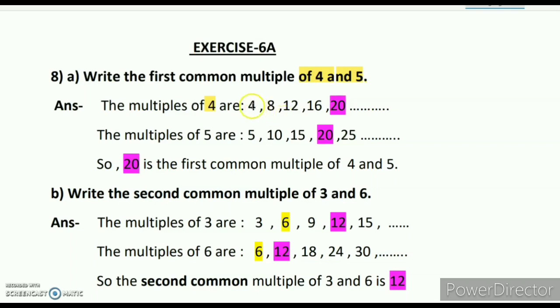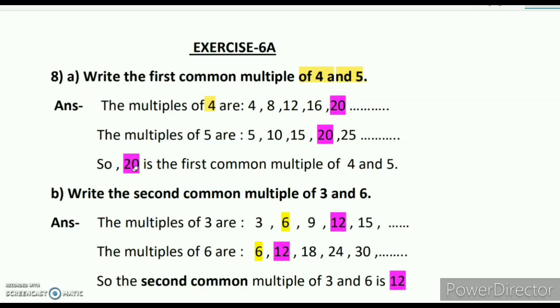Next step is to see whichever number is coming common in both the multiples. So let's see, is it 4? No, 4 is not there. Is it 5? No, 5 is also not there. Is it 8? No. Is it 10? No. Is it 12? No. 16? No. 15? No. Is it 20? Yes, 20 is there in multiples of 4 and 20 is there in multiples of 5 also. So we can tell the first common multiple of 4 and 5 is 20.